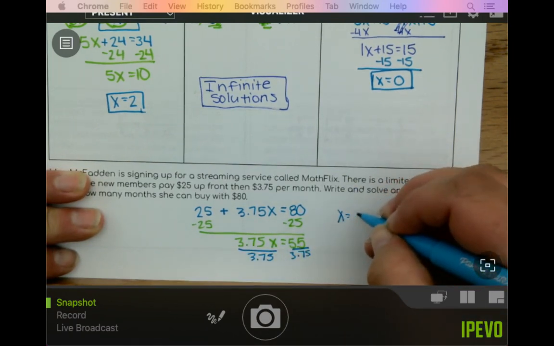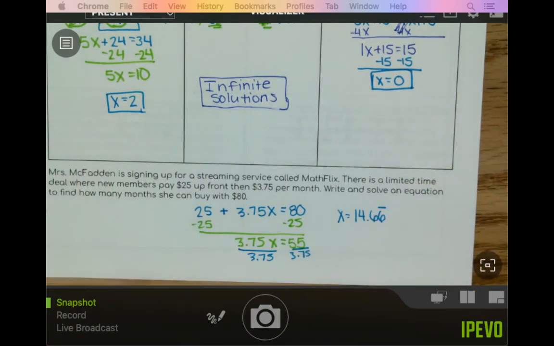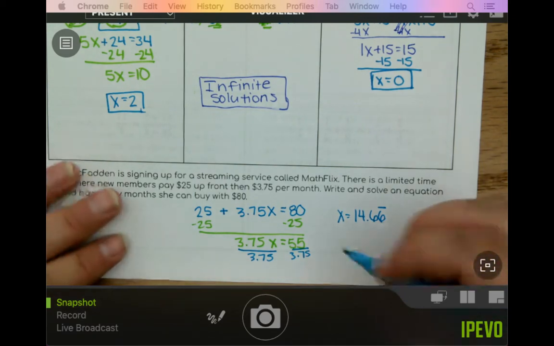You end up getting 14.6 repeating. How many months can I buy? 14. Can't buy the 15th month. I don't have enough.